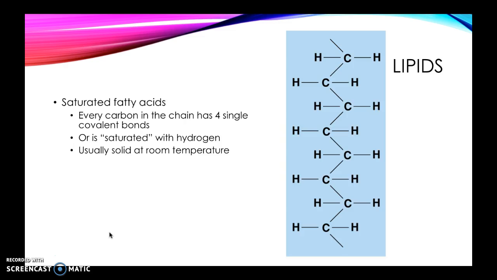A fatty acid is essentially a long chain of carbon atoms bound together. In a saturated fatty acid, each carbon has 4 single covalent bonds, one to each carbon and one on each hydrogen to the side. In other words, it is saturated with hydrogen atoms, or can't accept any more hydrogen. Because of this arrangement, saturated fatty acids are usually solid at room temperature. And see, here's a carbon, there's 1, 2, 3, 4 covalent bonds, two to a carbon, and then to the hydrogens on the side.